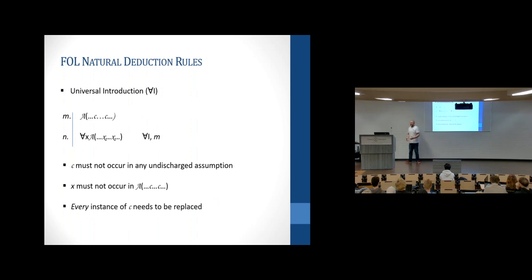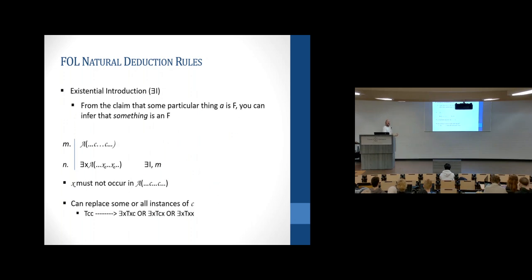So let's move to the existential. The existential has one easy rule and one tough one. The easy one is existential introduction. The idea here is that from the claim that some particular thing is F, you can conclude something is F. If you know that Steve is in the room, then you know someone's in the room. So in terms of the rules, if we have a sentence featuring a name, you can replace the name with an existentially quantified variable.